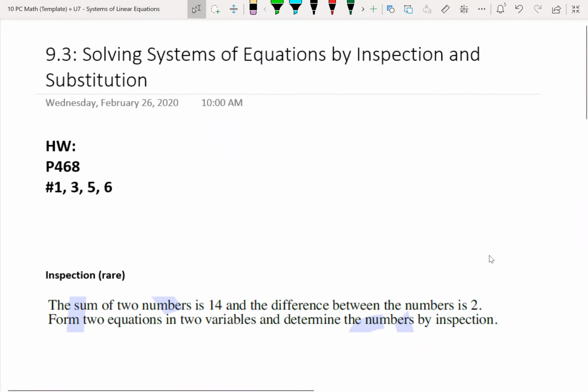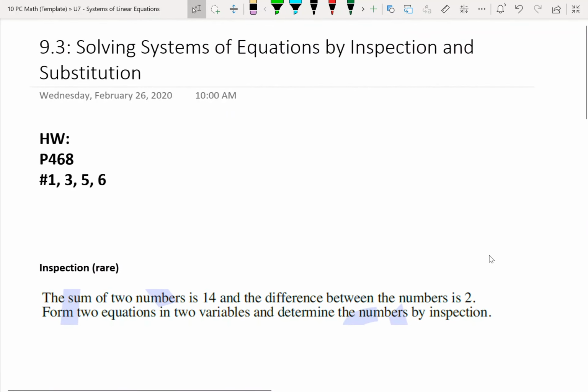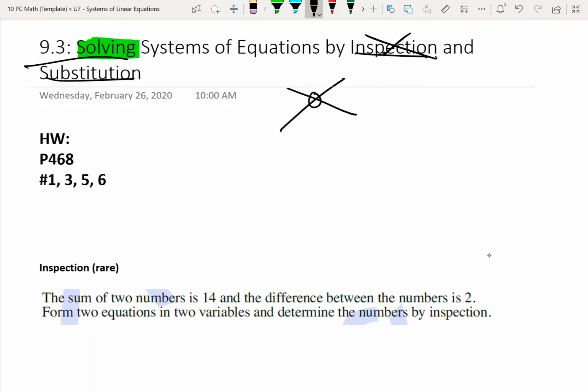All right. So today we're talking about how to solve systems of equations. So, like we said, solving a system. A system is when you have two lines, two equations. Solving means finding the point of intersection. There are two methods: inspection, which is dumb, and substitution, which is probably the most important method you're going to use most often. This is one of the most important skills that we do with algebra, at least this year.